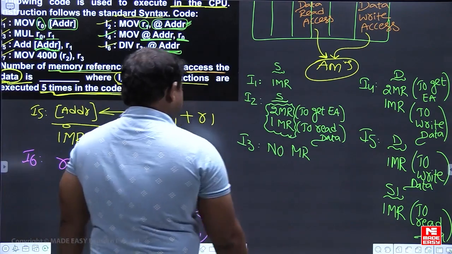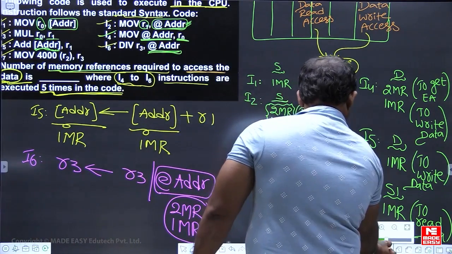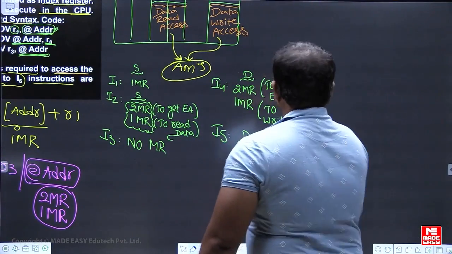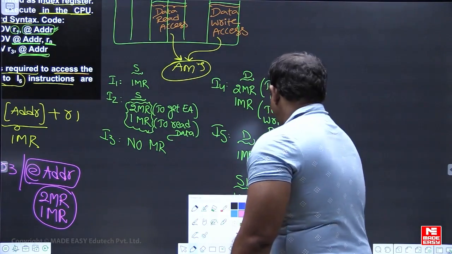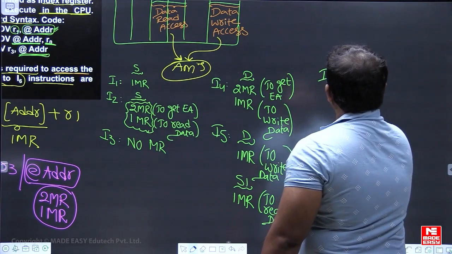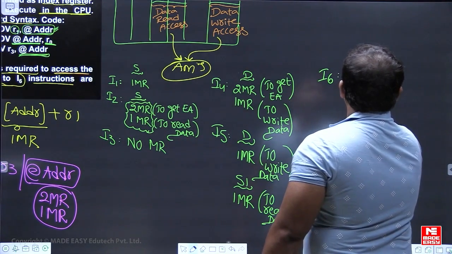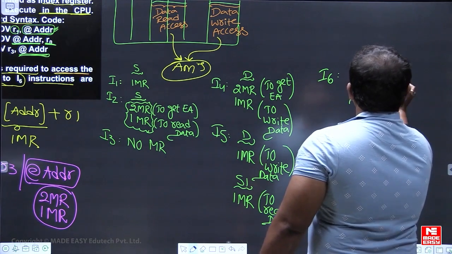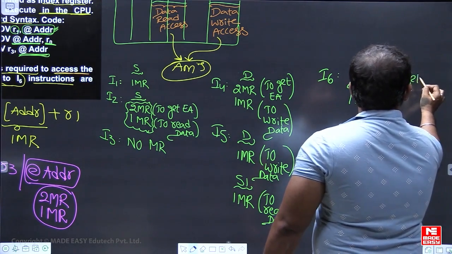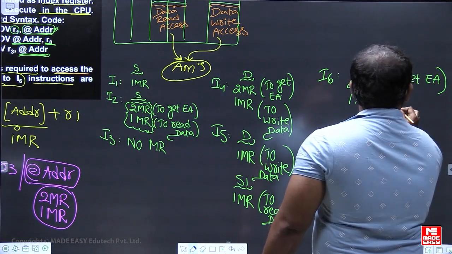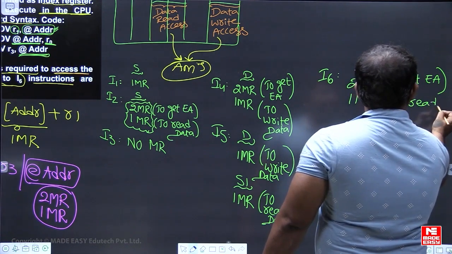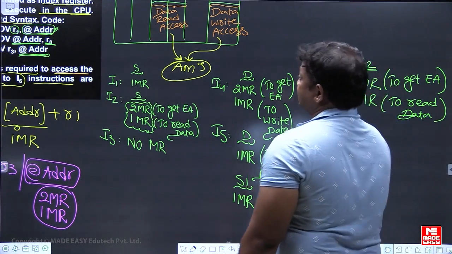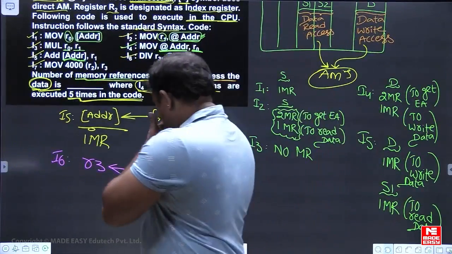So I6 instruction, source 2. We want source 2: 2 MR and 1 MR. 2 MR to get the effective address and 1 MR to read data. That's it.